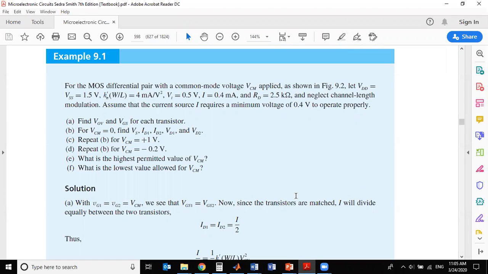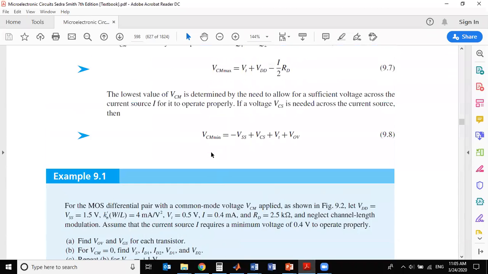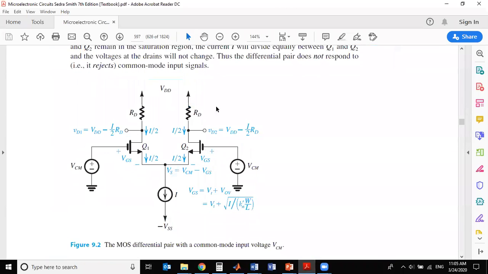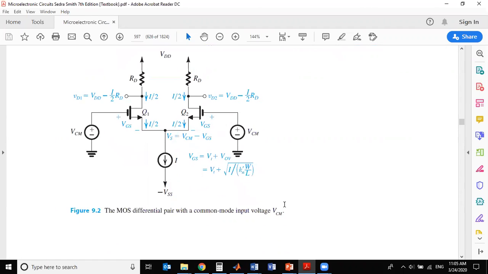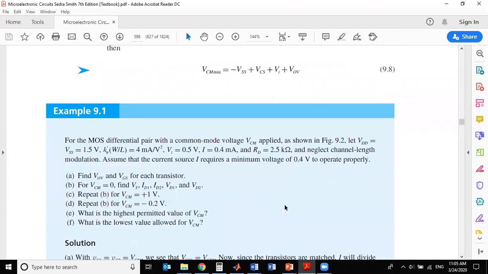Yes. Okay, so let's use these equations to solve this example and understand this concept. We have a MOSFET differential pair, similar to the one that we saw in the slides. We have two transistors in a differential pair connection with common mode inputs and a tail current source I with these values.